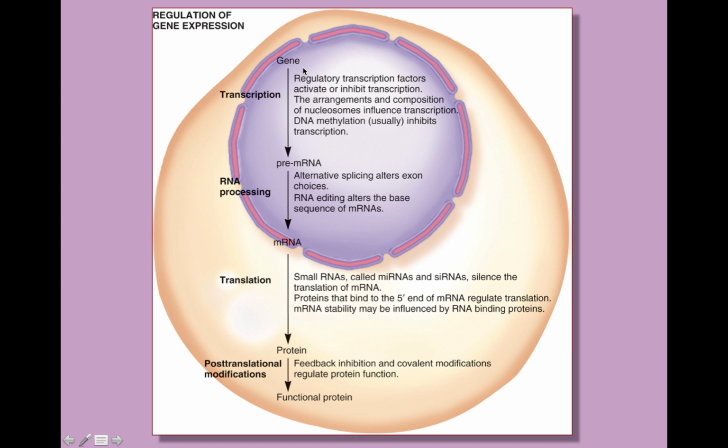So the overview of the regulation of gene expression: we have transcriptional level control, which we just saw. We have control at the level of RNA processing, alternative splicing. We have regulation at the level of translation via small RNAs, microRNAs, and siRNAs. And we also have regulation at the level of post-translational modification, including feedback inhibition and covalent modifications such as phosphorylation that regulate protein function.